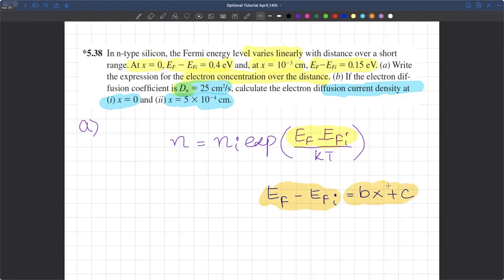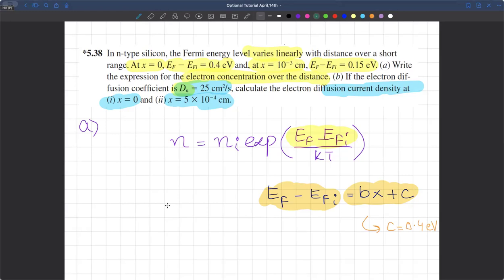Now, bx plus c, and you can see the maximum value at x equal to 0. If I put x equal to 0 here, you will be left with EF minus EFi equal to c, which is already given as 0.4. So c is equal to 0.4 electron volt. That is already given, because when x is 0, the bx term goes to 0, and you just have the difference in the Fermi level at x equal to 0.